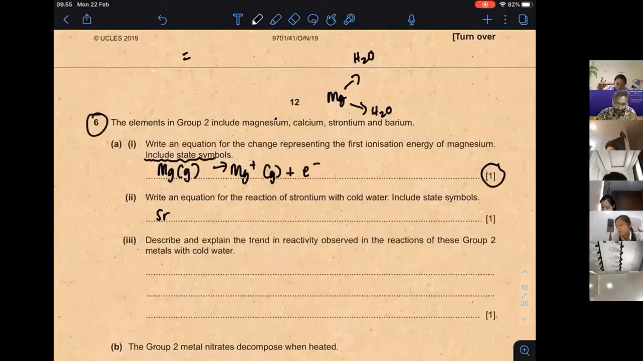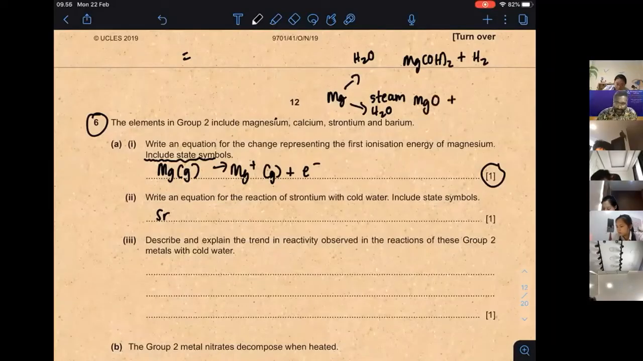as you go down the group, the reaction is going to be more vigorous, more reactive. So the one on top is not so reactive. So with water, they can give you Mg(OH)2 plus hydrogen gas. But if you increase the condition or make it more extreme, if you heat up or react with steam, the reaction is going to be different. You are going to get MgO plus H2. That's the difference. But the rest of them will follow.